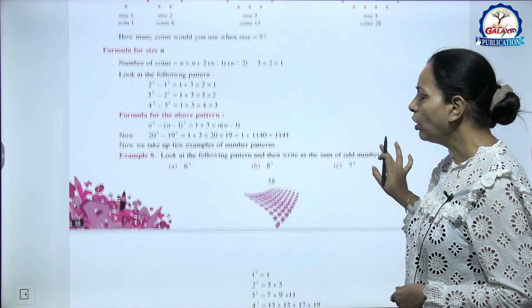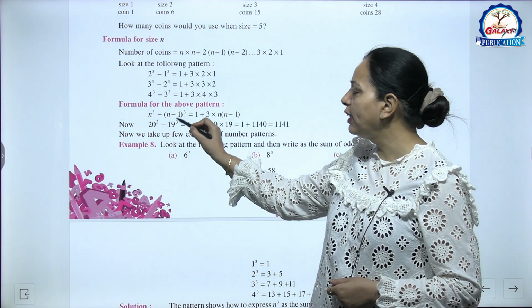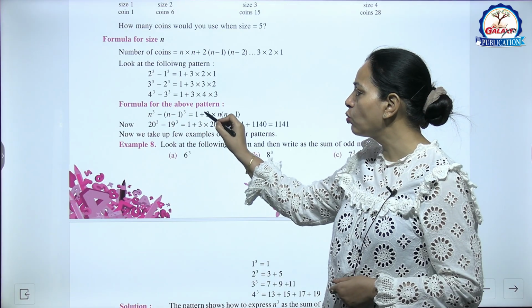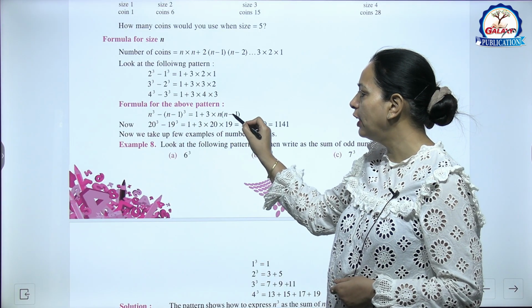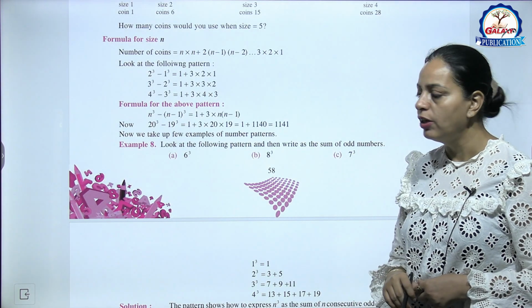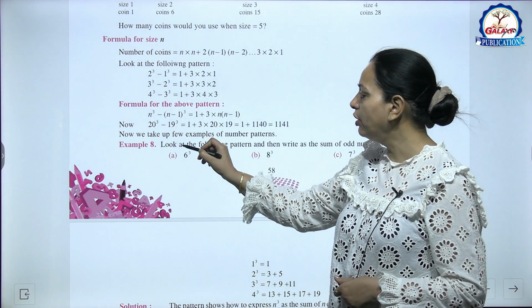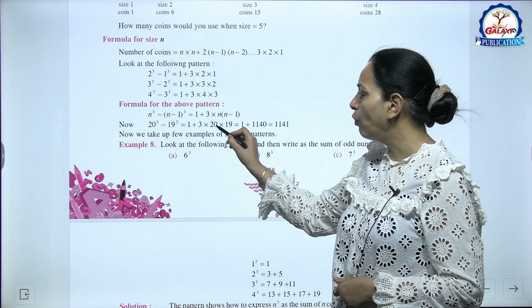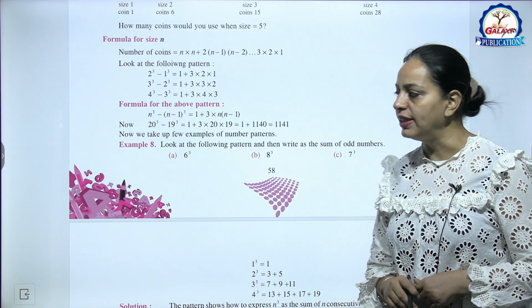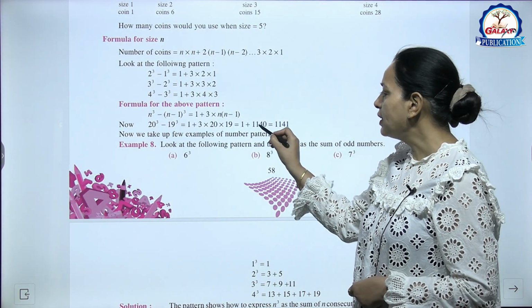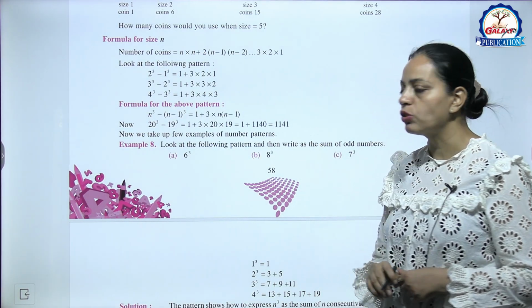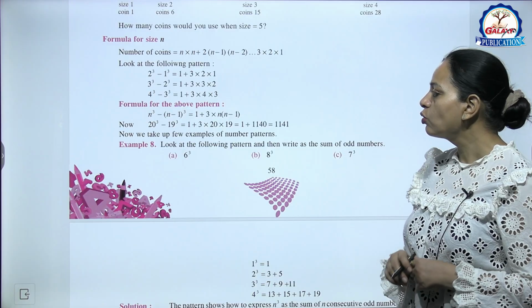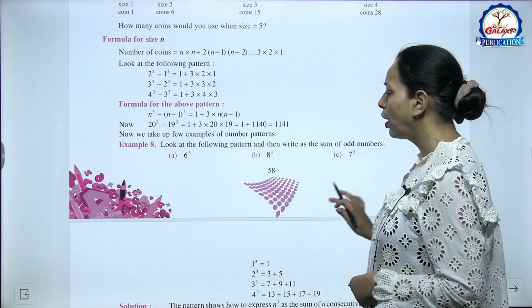So formula for the above pattern is n cube minus n minus 1 whole cube equals 1 plus 3 into n into n minus 1. So 20 cube minus 19 cube, 1 plus 3 into 20 into 19, right? So 1 plus this number, that is 1141. So now we take a few examples of number patterns.